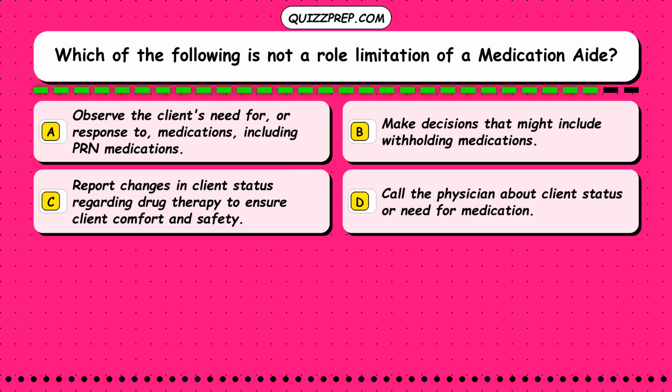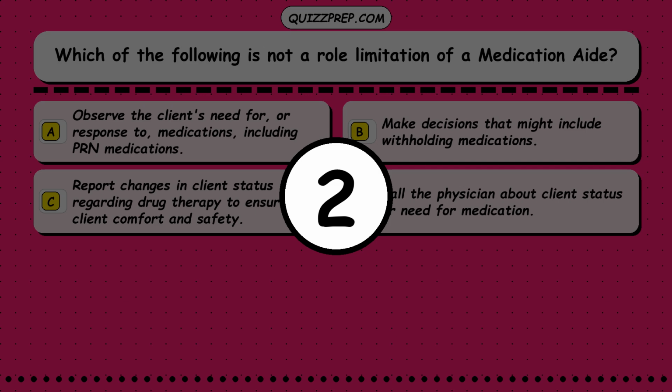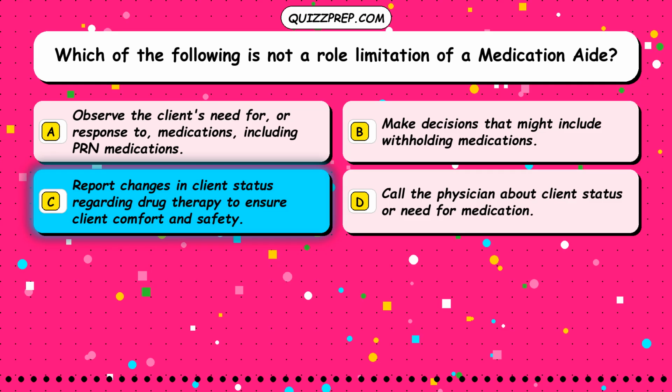Question 53. Which of the following is not a role limitation of a medication aide? Option A, observe the client's need for, or response to, medications, including PRN medications. Option B, make decisions that might include withholding medications. Option C, report changes in client status regarding drug therapy to ensure client comfort and safety. Option D, call the physician about client status or need for medication. The correct answer is option C, report changes in client status regarding drug therapy to ensure client comfort and safety.